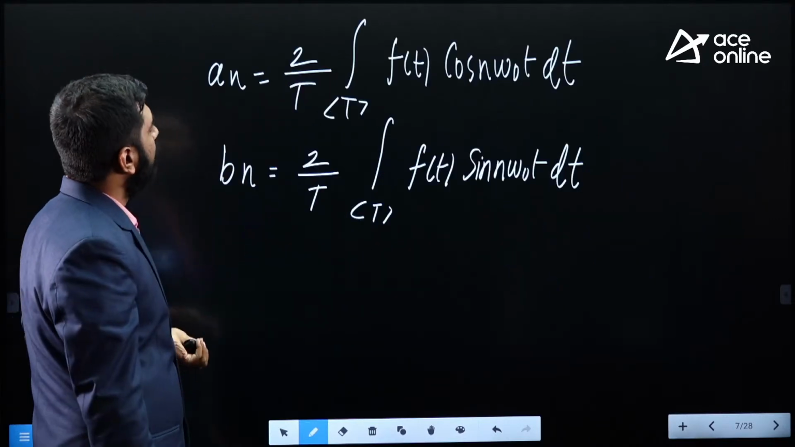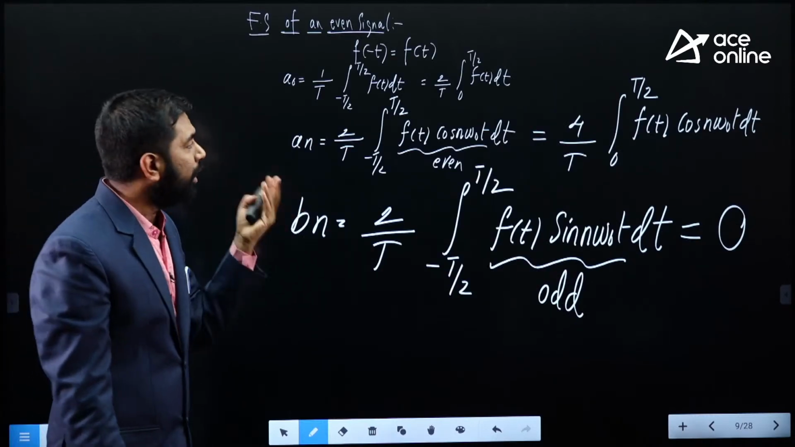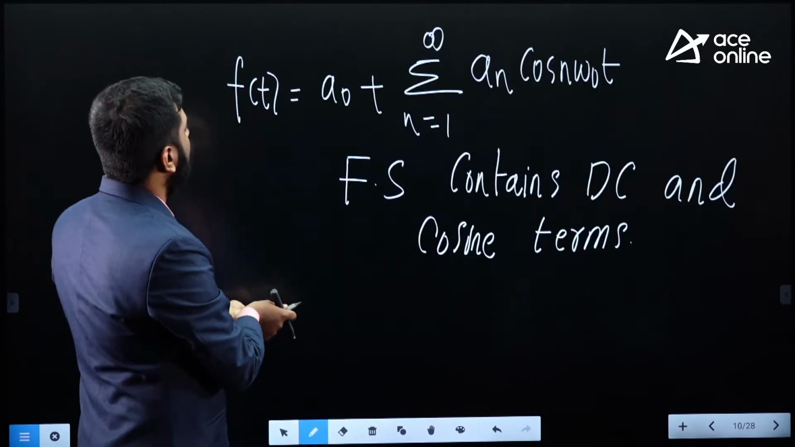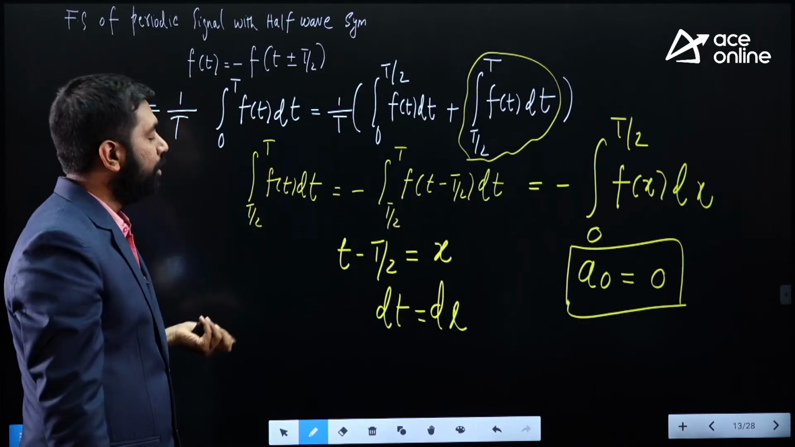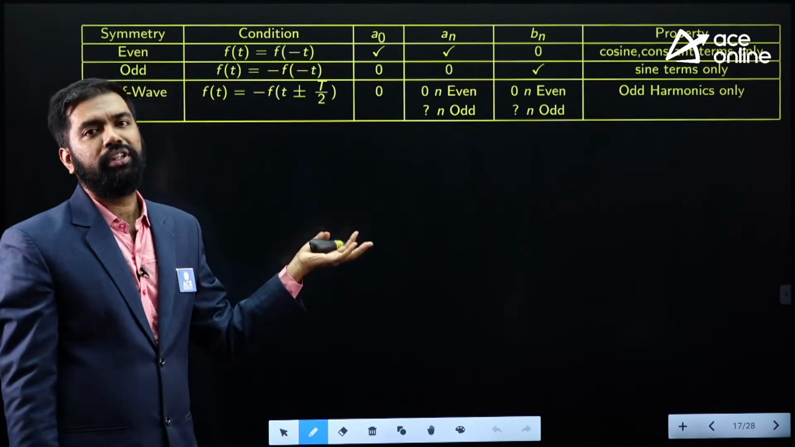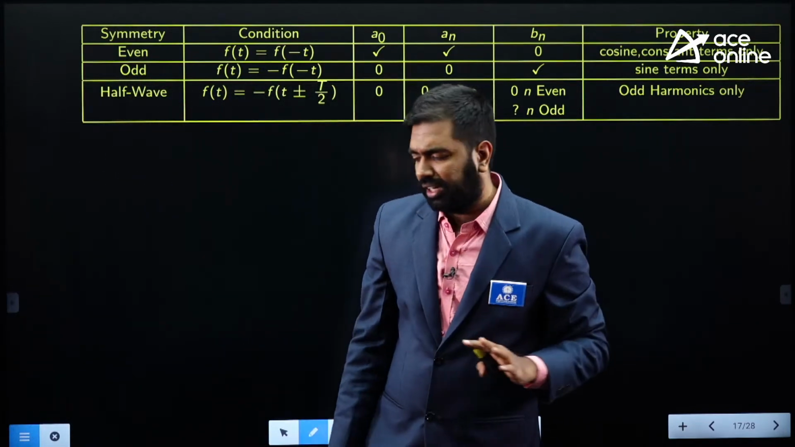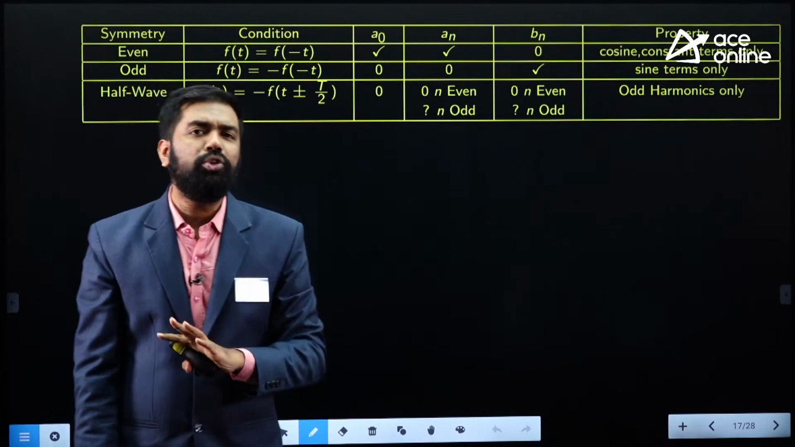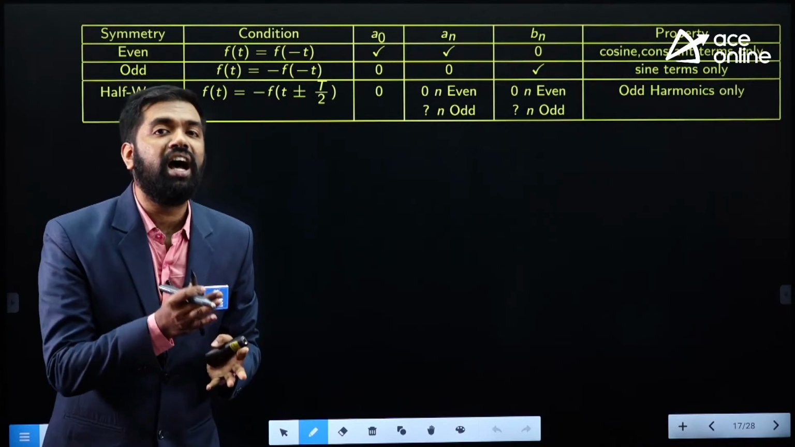We looked at what is A naught, what is An, what is Bn, and if I give you an even signal, what happens to A naught, An and Bn? This table is very, very important. This is for odd, and this is for half wave symmetry. In most of the competitive exams, you can see that there are questions from this table. I hope after going through this video, you will now understand how to check the even symmetry, how to check the odd symmetry, and the most important thing where most of the students get confused, that is half wave symmetry.